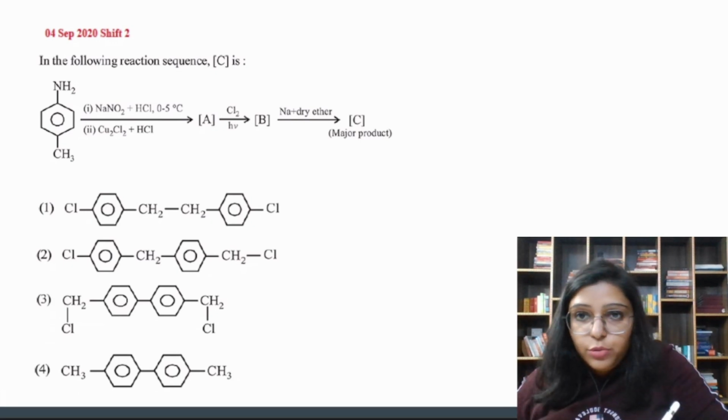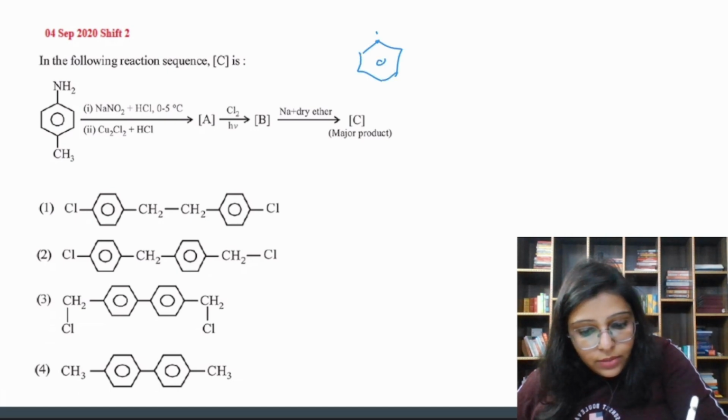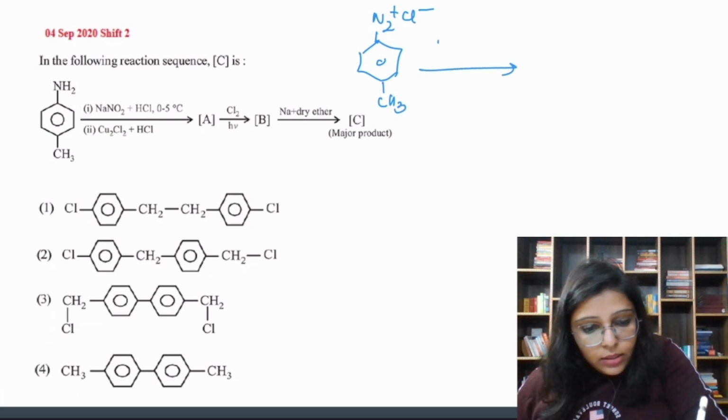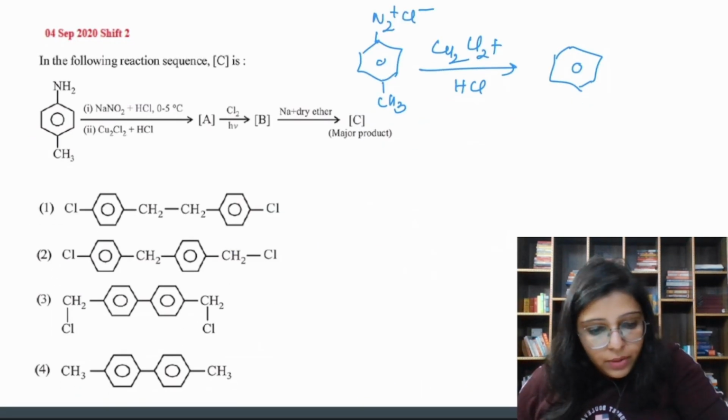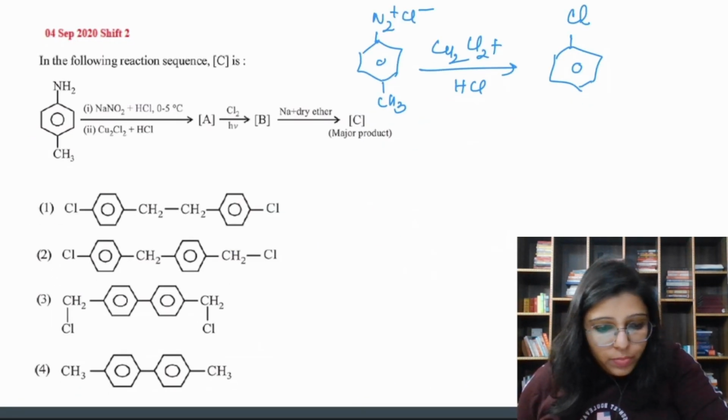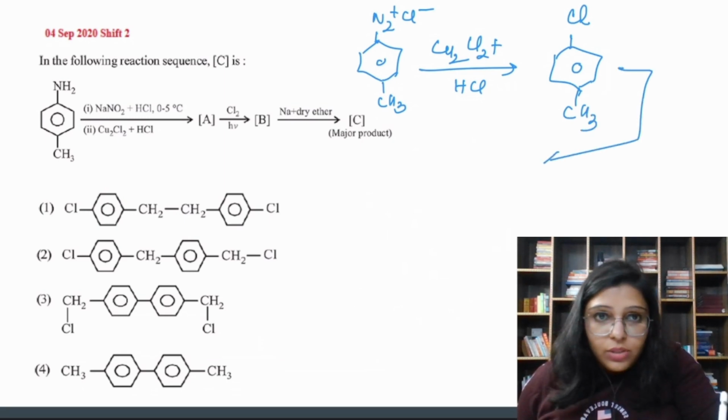NH2, CH3, NaNO2, HCl. So first we have N2 plus Cl minus, benzene diazonium chloride. Then Cu2Cl2 plus HCl. That is Gattermann, or Sandmeyer also we can say. So here in place of N2 plus we can get Cl. So here we have CH3. Now Cl2, h nu.